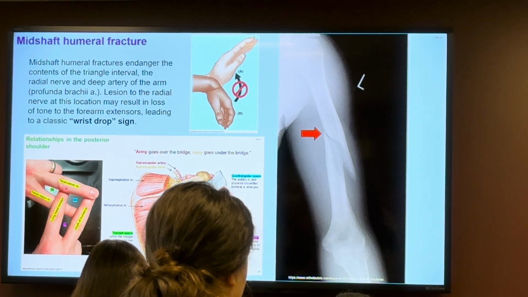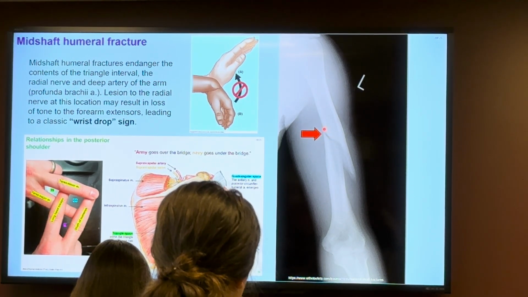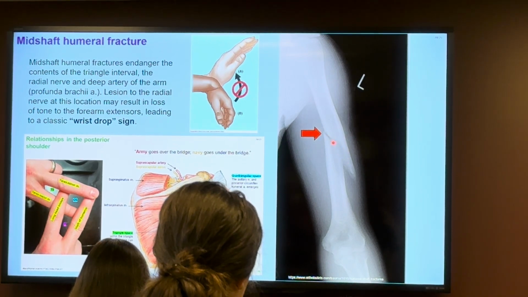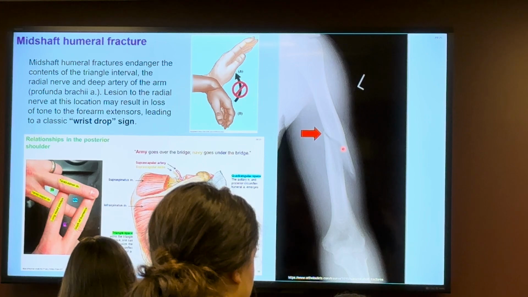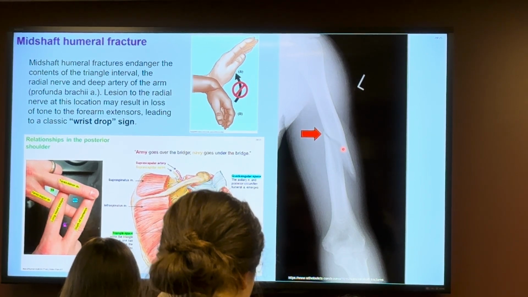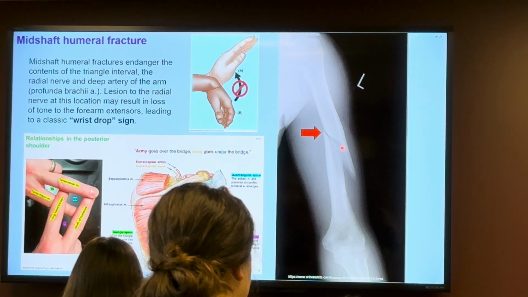So just to hammer this home, remember the radial nerve in the triangular interval. The triangular interval is at risk during mid-shaft humeral fractures. Two contents of the triangular interval, of course, are the radial nerve and the deep artery of the arm, or profunda brachii. So this is kind of your patient profile, just like this.